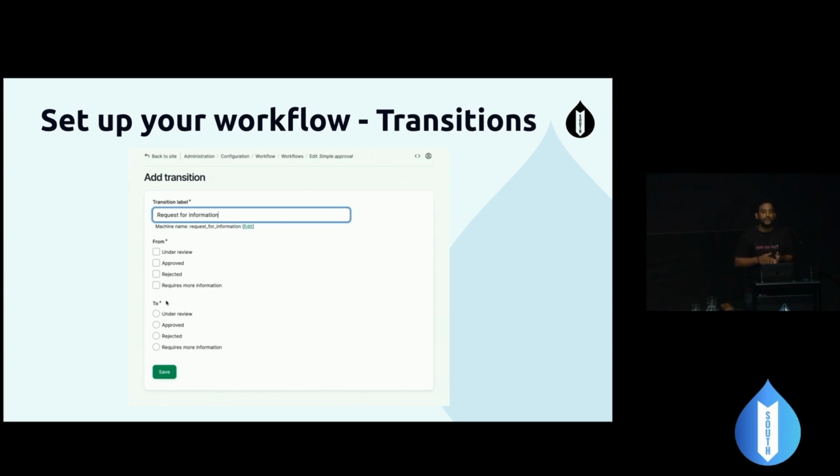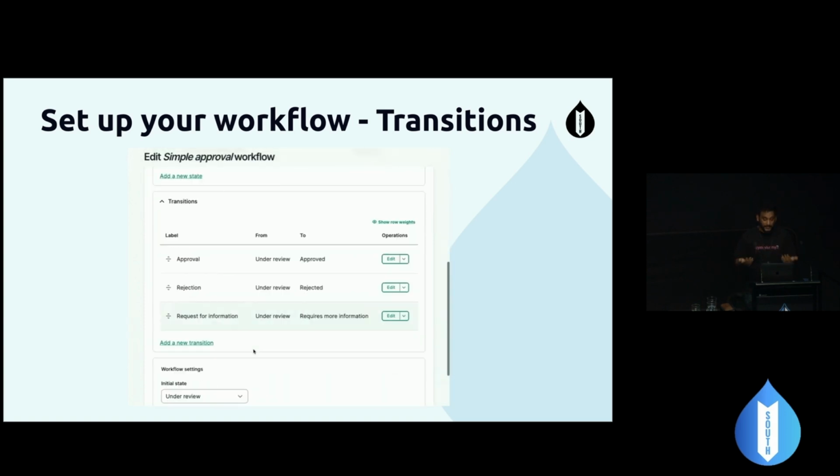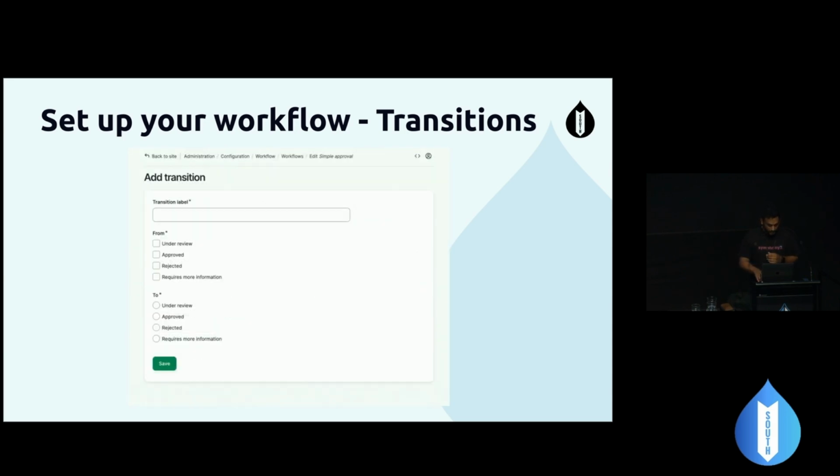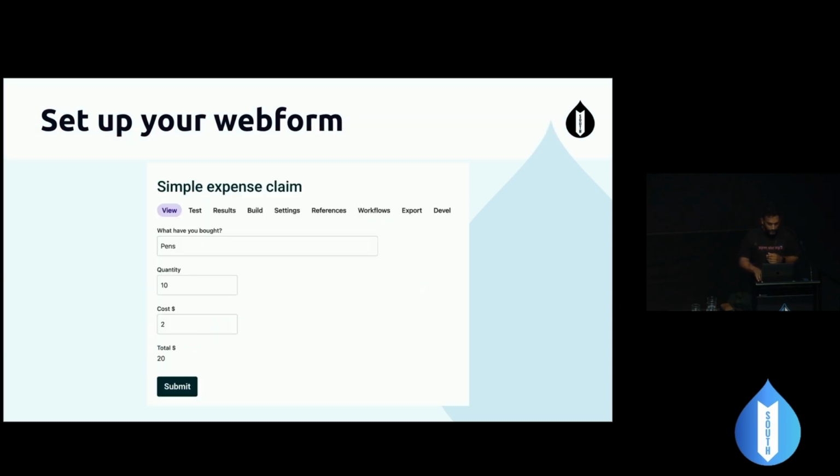So even if you want a submission to go from approved back to rejected, you'll actually need to add a transition for that, because a transition has to exist for the submission to actually go through that pipeline. Cool. So what have we done now? We've created our core workflow, which includes our states and our transitions.